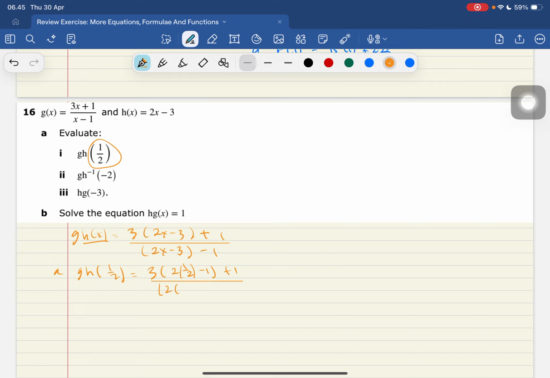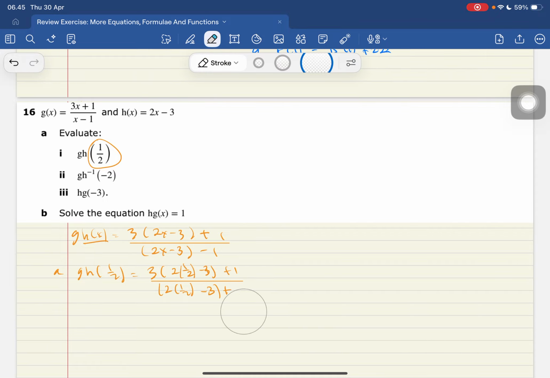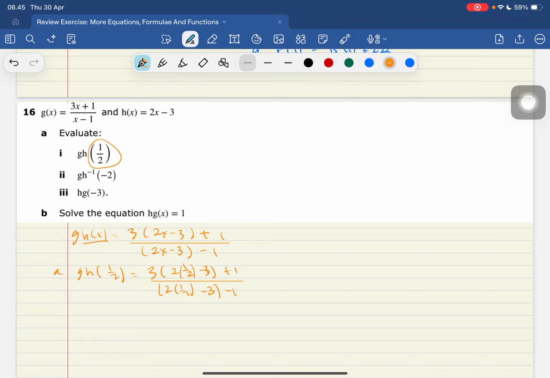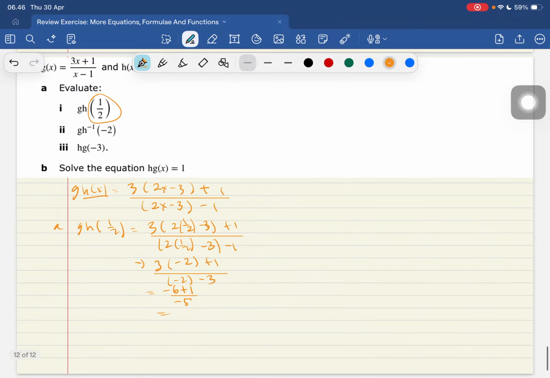Here is 2 multiplied by a half, then minus 3, plus 1. And not plus, it is still minus 1. Okay, we continue. This is 3. 2 times a half is 1. 1 minus 3 equals minus 2, plus 1, divided by minus 2 minus 3. So we got minus 6 plus 1, which is minus 5.